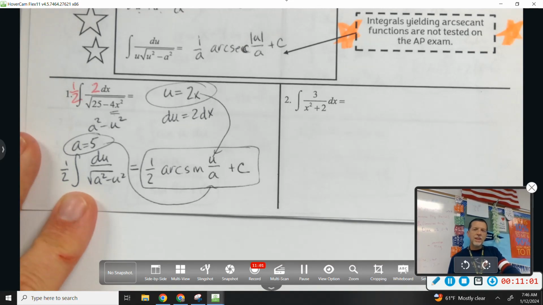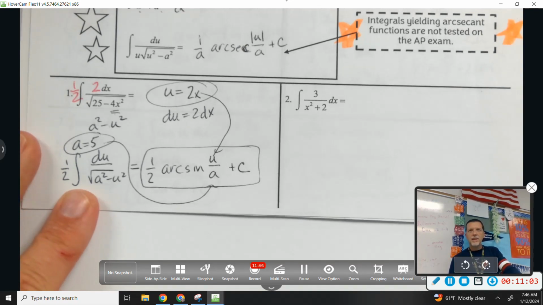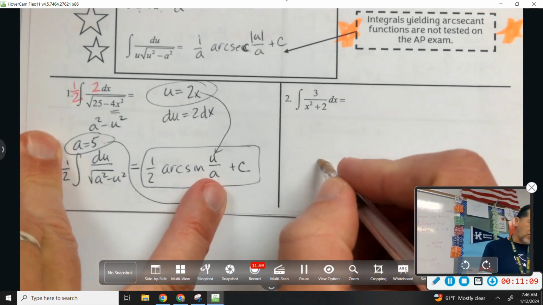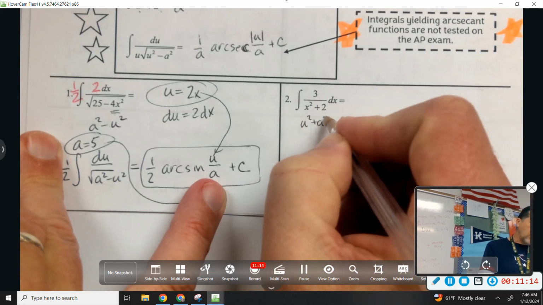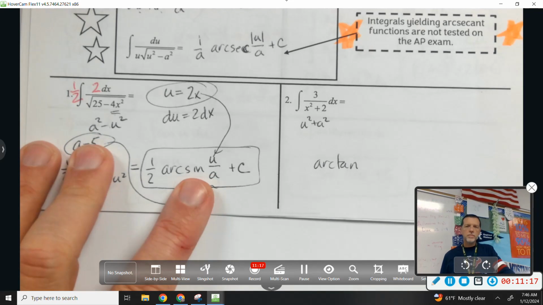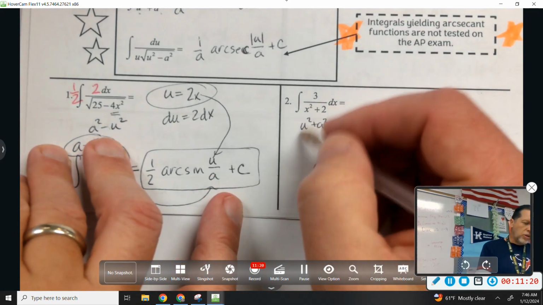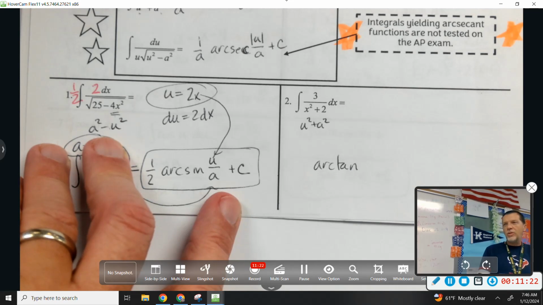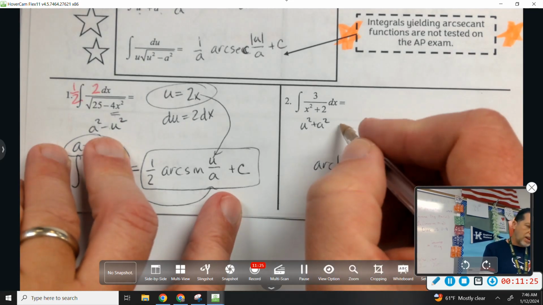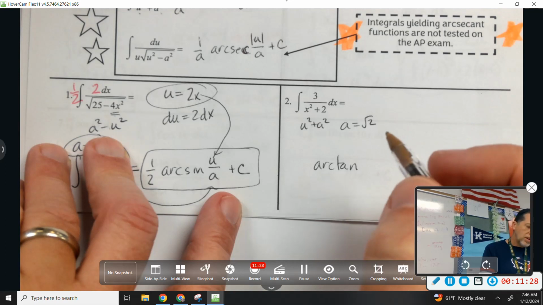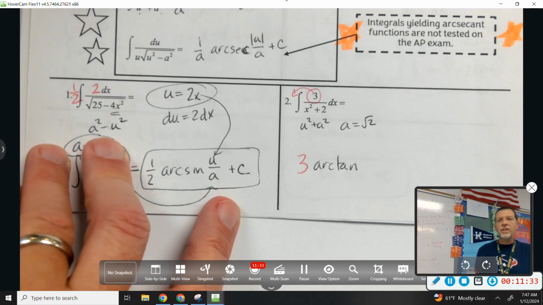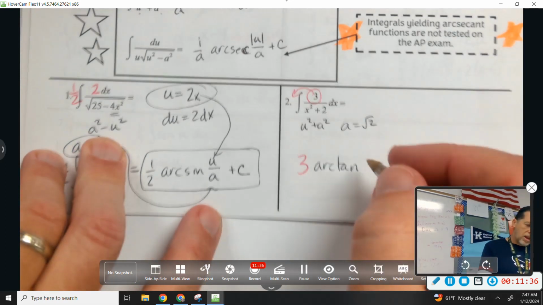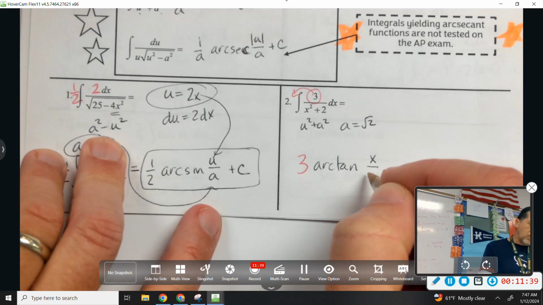What's number 2 look like? See, there's no square roots, so pretty sure we're headed for an arctangent answer here. Arctangent needs u squared plus a squared in the bottom. So u is equal to x, so that's nice. I don't have to worry about du and spawning stuff. That means a needs to be square root of 2. That 3 we can just move out front, like that. Just get him out of the way. So arctan of x over square root of 2.